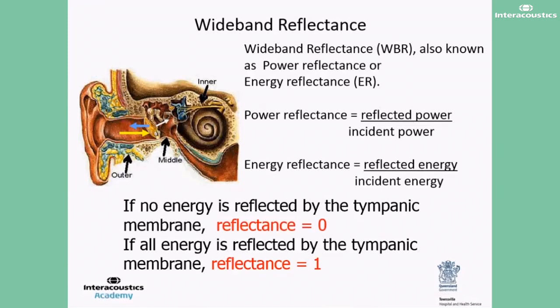Now, wideband reflectance is also known as power and energy reflectance. When sound energy is given to the ear, some of the energy is reflected back and quite a lot of energy goes into the middle ear. So the wideband reflectance is defined as the ratio of the reflected energy to the incident energy, and the values range from 0 to 1. So if no energy is reflected by the tympanic membrane, then the reflectance is 0. And if all the energy is reflected by the tympanic membrane, the reflectance is 1. So the reflectance can vary anywhere between 0 and 1.